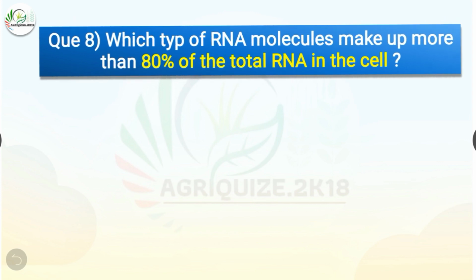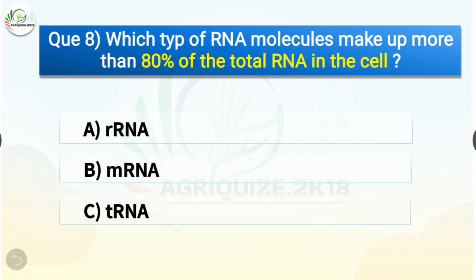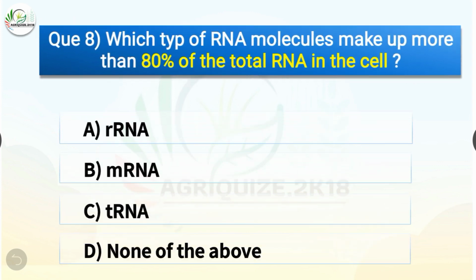Question number 8. Which type of RNA molecules make up more than 80% of the total RNA in the cell? The options are rRNA, mRNA, tRNA or none of the above. The correct answer is option A, rRNA. So rRNA is the type of RNA molecule which makes up more than 80% of the total RNA in the cell. Ribosomal RNA are found in the ribosomes and account for 80% of the total RNA present in the cell.